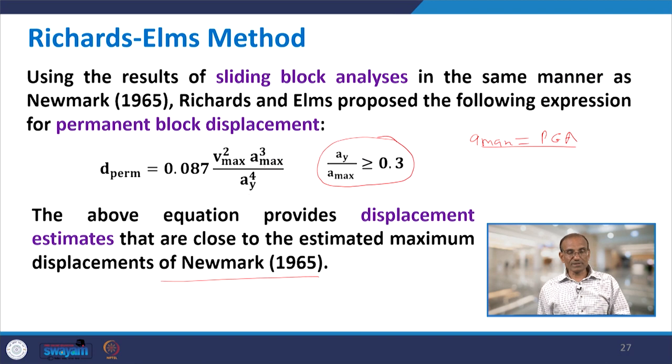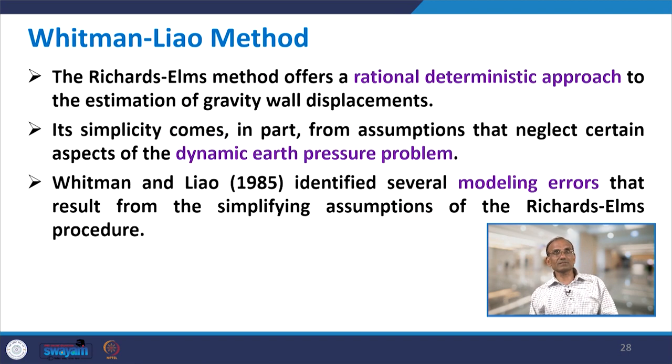So this was all about Richards-Elms method. There are other researchers, Whitman and Liu, whose methods also find the seismic displacement of retaining walls. The Richards-Elms method offers a rational deterministic approach to the estimation of gravity wall displacement. Its simplicity comes in part from assumptions that neglect certain aspects of the dynamic earth pressure problem. Whitman and Liu in 1985 identified several modeling errors that result from the simplifying assumptions of the Richards-Elms procedure.